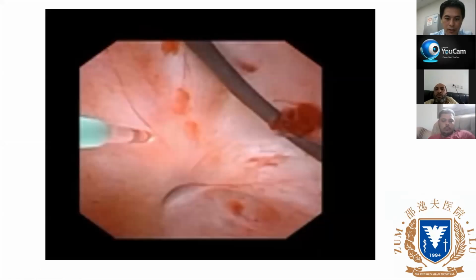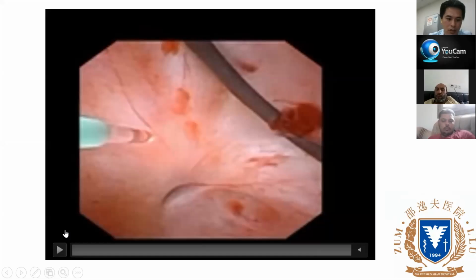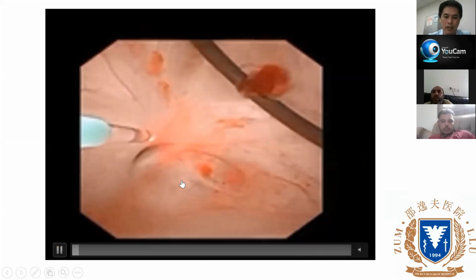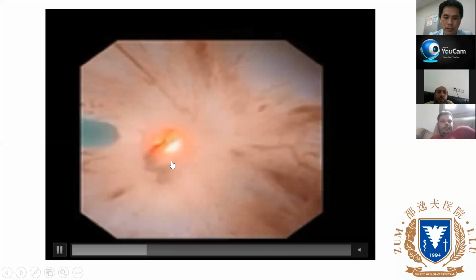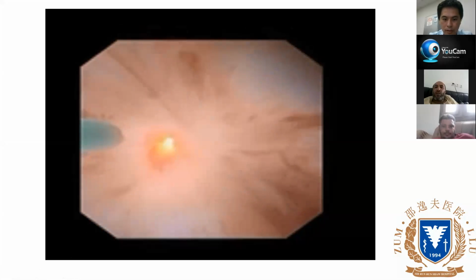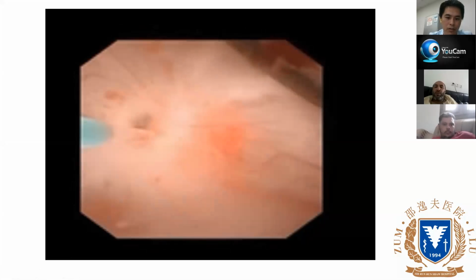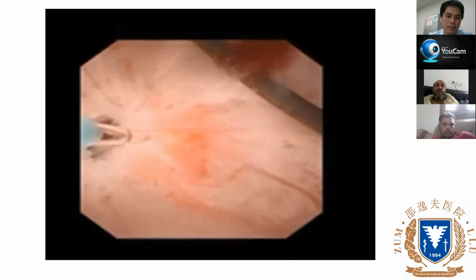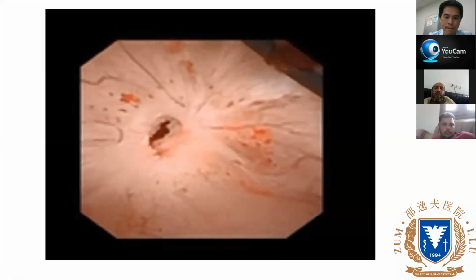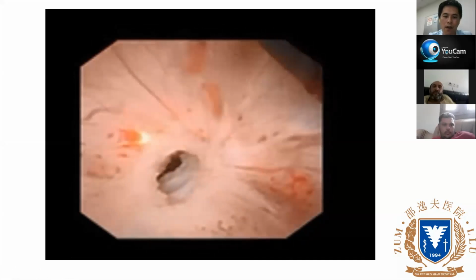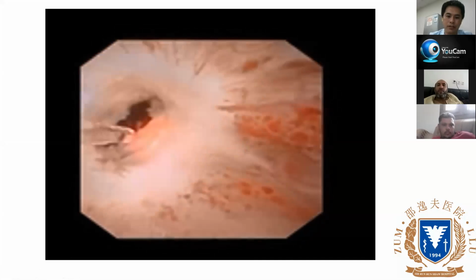First, we can see this case has the obstruction at the UPJ point. We can see this very little hole at this area, so we use the laser to burn it. This is quite a simple way of dealing with the obstruction using the flexible scope. And then we can see stones. This is a simple case.